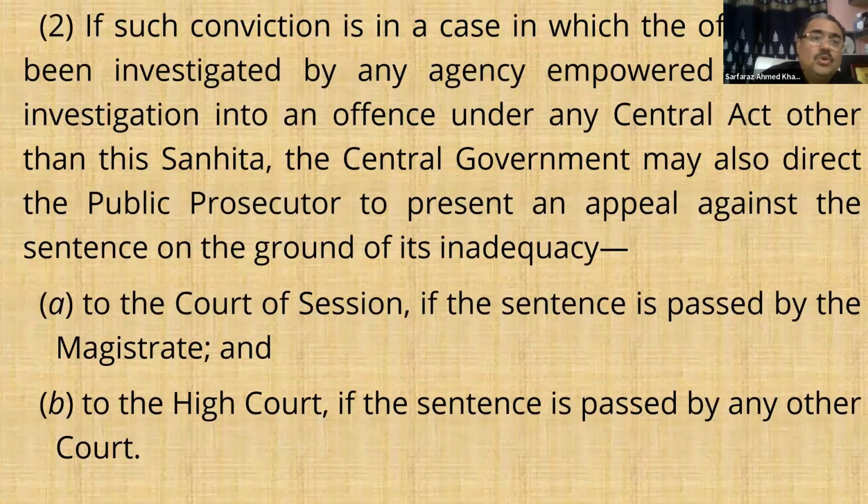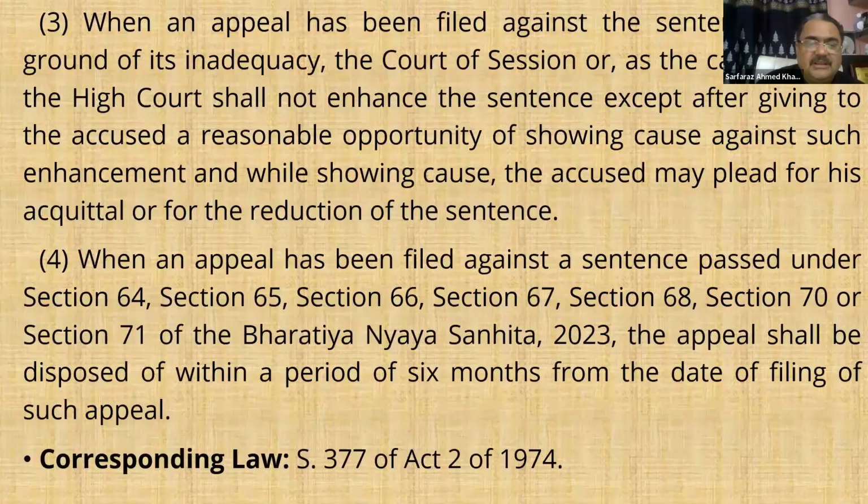2, if such conviction is in a case in which the offence has been investigated by any agency empowered to make investigation into an offence under any central act other than this Sanhita, the central government may also direct the public prosecutor to present an appeal against the sentence on the ground of its inadequacy. A, to the court of session if the sentence is passed by the magistrate, and B, to the high court if the sentence is passed by any other court. So this is basically the old law.